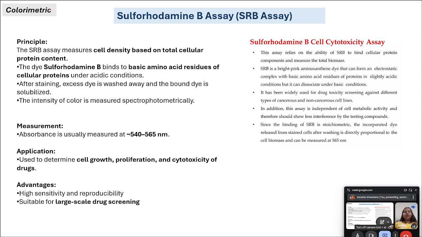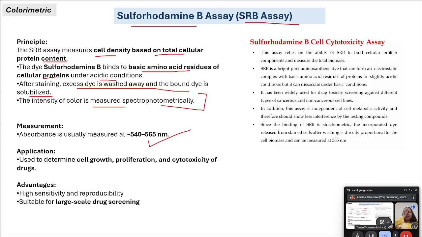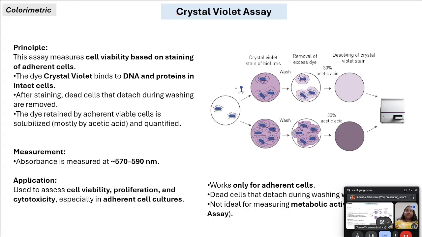So the next one is the sulforhodamine B assay. This sulforhodamine B assay, or SRB assay, measures cell density based on total cellular protein content. It binds to basic amino acid residues of cellular proteins under acidic conditions, and after staining, excess dye is washed away and the bound dye is solubilized. The intensity of color is measured spectrophotometrically. Absorbance is taken at 540 to 565 nanometers, and used to determine cell growth, proliferation, and cytotoxicity. So these are different colorimetric methods: MTT, MTS, sulforhodamine B, XTT.